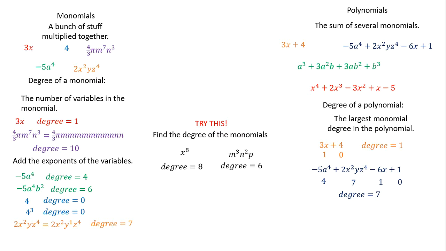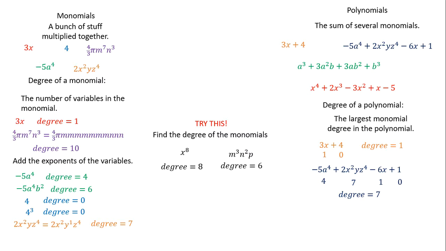Do you have a guess yet? If your guess was people add all of these numbers together to get the degree equals 12, then your guess would be right. Don't add the degrees of the monomials together. Just use the biggest one.